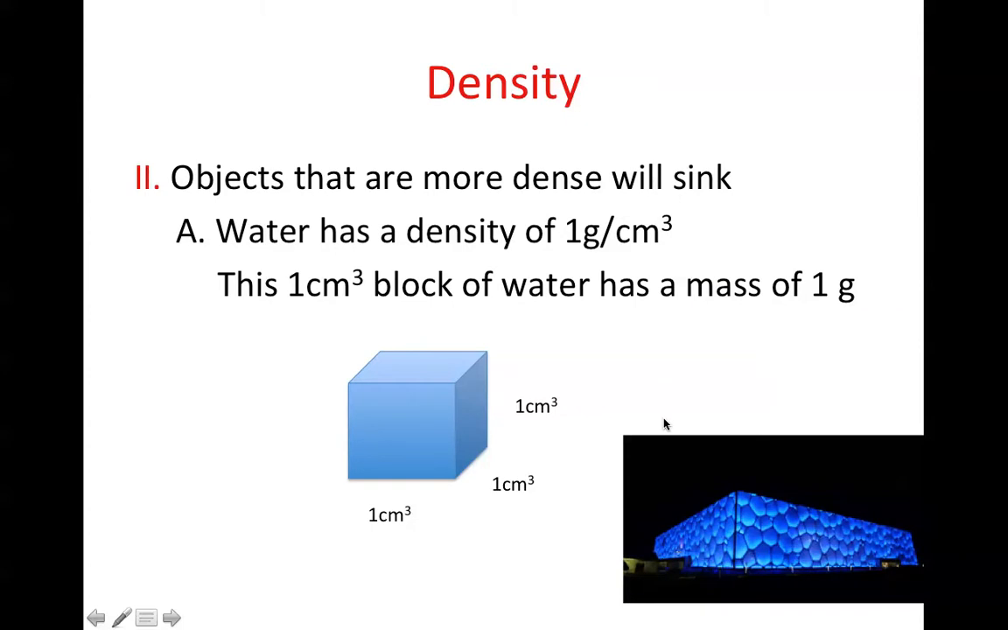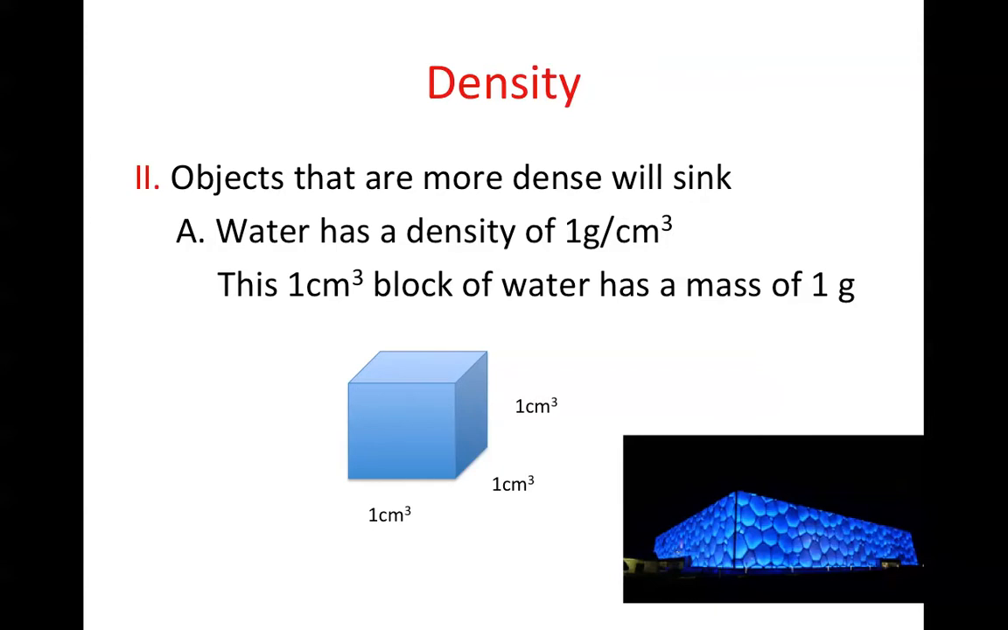Okay, turn to page 49. Write density continued at the top, and I want you to continue on with the notes. So you make sure you write Roman numeral 2, and then you start writing this down. So like what I was saying before, objects that are more dense will sink. And when you put things in water, it depends on their density if they're going to sink or float.